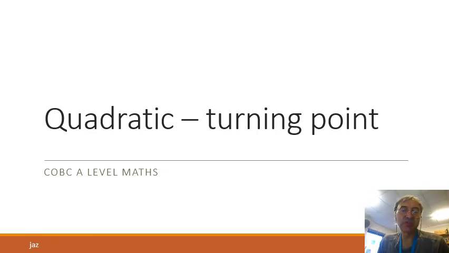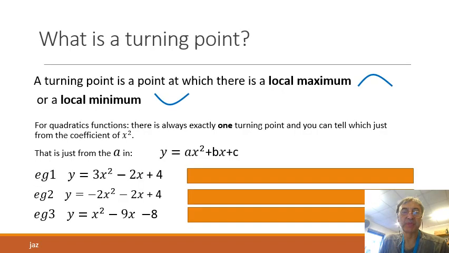This presentation is about the turning points of quadratics. So what is a turning point? A turning point is a point at which there is a local maximum or a local minimum. The local maximum looks like a peak and local minimum looks like a trough. For quadratics, there's always exactly one turning point.